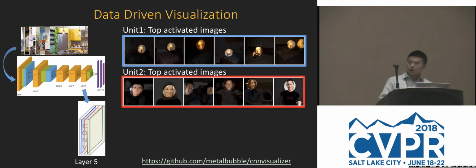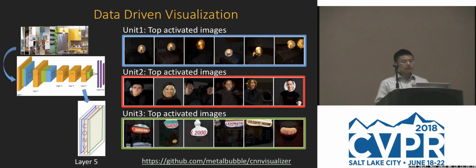Here are the top activated images for unit 2, simply detecting faces. Here are the top activated images for another unit, unit 3. This unit seems selective to trademarks. I released this visualization tool at this GitHub repo. If you're interested, you can download it and play with it to visualize the units.